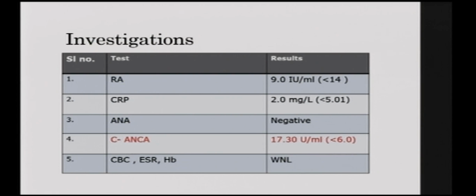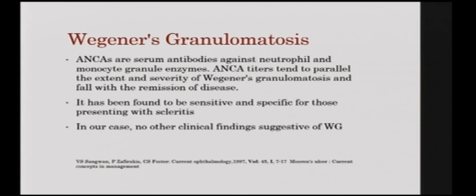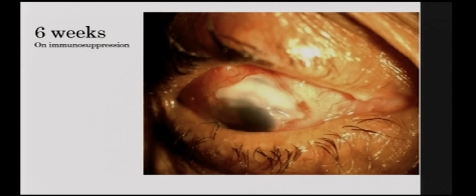Did the investigations, and the C-ANCA was high. And the ANCA, as we all know, are serum antibodies against neutrophils and monocytes. And these titers tend to parallel the extent and severity of Wegener's granulomatosis, and they correlate with the state of the disease. And in this patient, the appropriate treatments of immunosuppression were added, and you could see the scleritis resolving with that.